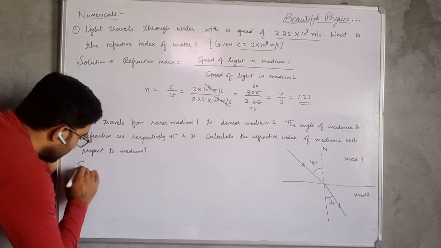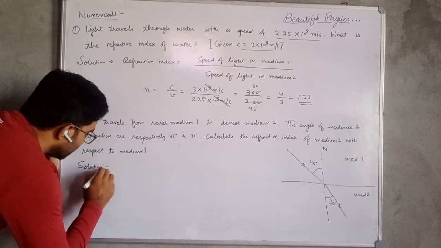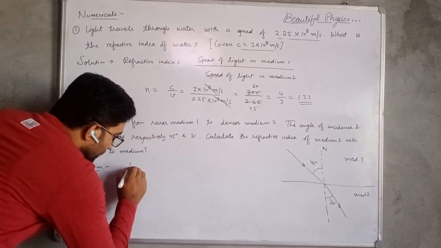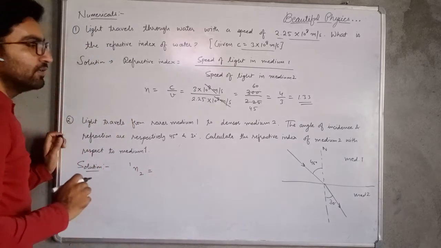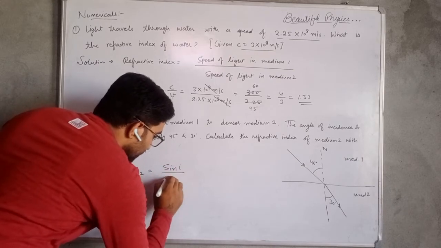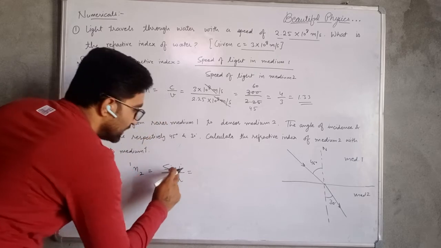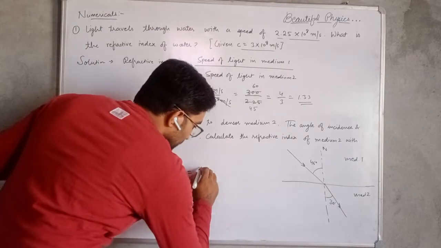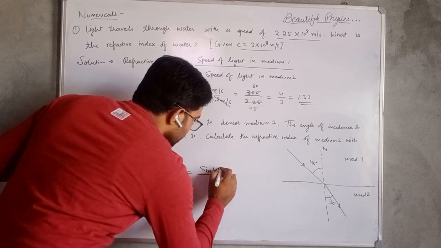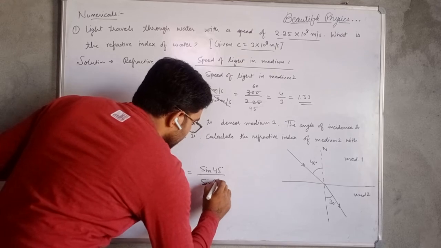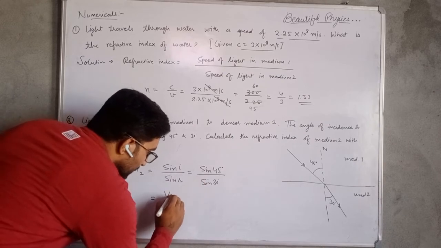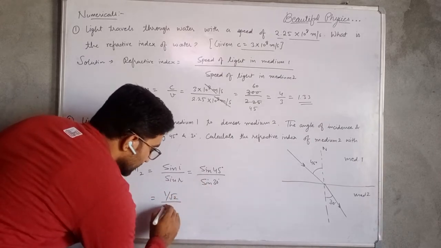So here we have to find the relative refractive index, which can be represented by light traveling from medium 1 to medium 2, so we have to find n12. It will be equal to sine of the angle of incidence upon sine of the angle of refraction. Here the angle of incidence is 45 degrees, so sine 45 degrees upon sine 30 degrees. We know that the value of sine 45 degrees is 1 by square root 2 and sine 30 degrees is 1 by 2.